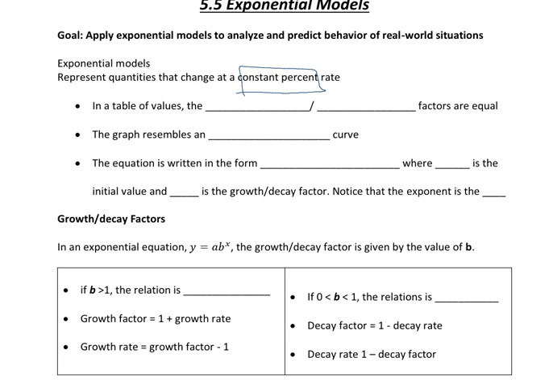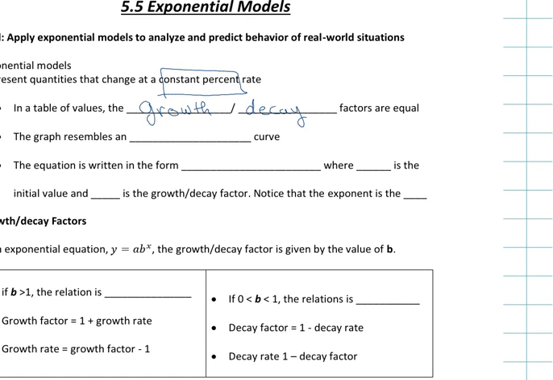Okay? So in a table of values, the growth or decay factors are equal, basically, to the base, right? So when we do the ratio in the table of values, you're going to have a constant ratio, and that ratio is going to be the base of your function. Okay?